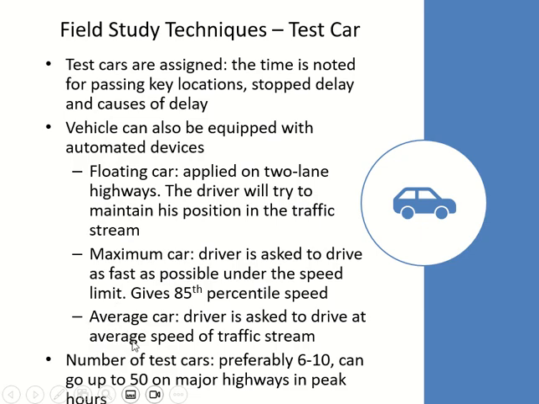Okay, on major highways in the peak hours, even up to 50 cars will not have that much of an effect, because on major highways in the peak hour, the volume is already in thousands. So when it is already in thousands, your 50 cars will not have much effect. Okay, so these are the limits. If you go beyond these limits, there is a danger that your test cars are affecting traffic and your values are not the true, real values.